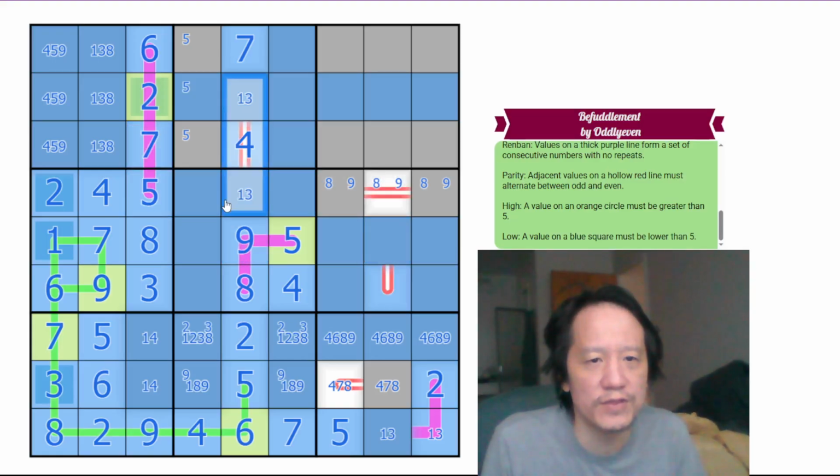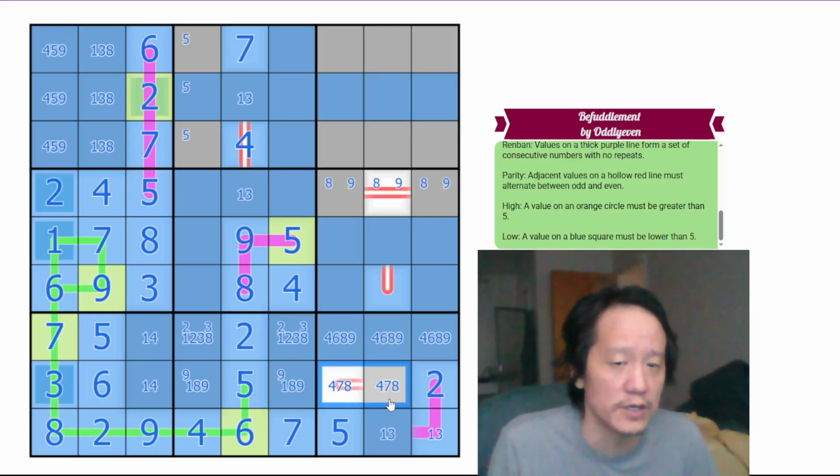Okay, so we have a 1, 3, 4 in value, so 4 cannot be here, but it could be doubled 4. We don't know. It could be doubled 8. We don't know.